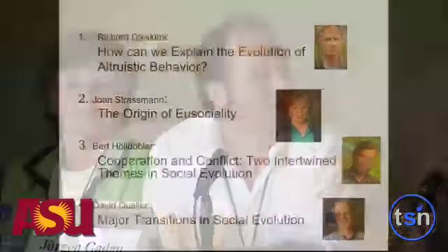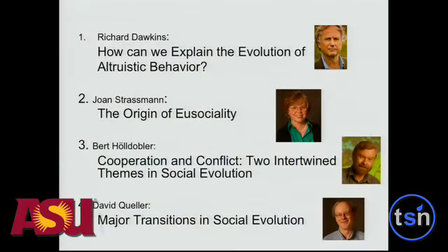Brief intro into the panel. We lost one of the speakers, Nessie, who was supposed to speak here. Now we have four people. Richard Dawkins will try to answer the questions which Nessie started out, things which are good to have evolved, like altruism. How can we explain the evolution of altruistic behavior in the face of the selfish gene, or 20,000 selfish genes? Joan Strassman then will talk about the origin of eusociality.